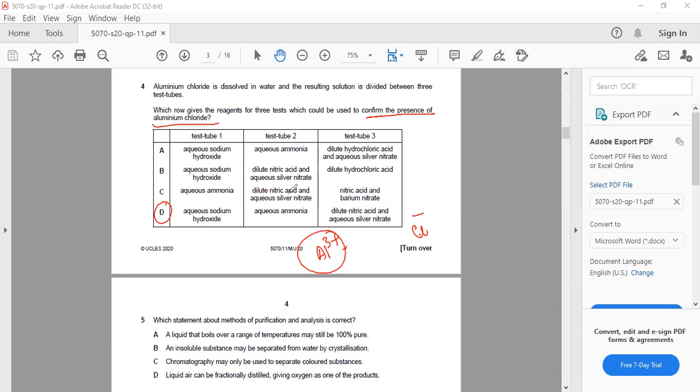And what is the test for aluminum ion? All the cation tests are with NaOH and ammonia, which is why D is the answer. For aluminum, these two are the tests. With sodium hydroxide, white precipitate soluble in excess. With aqueous ammonia, white precipitate insoluble in excess. So this is for the chloride ion.